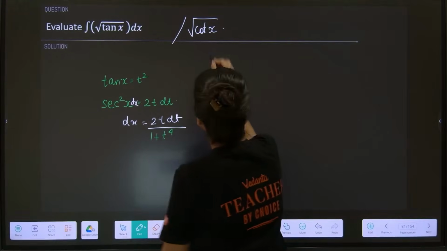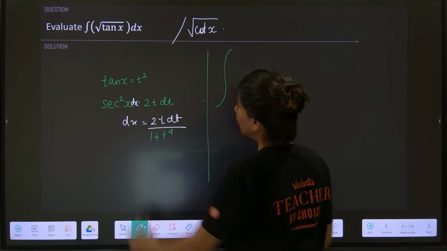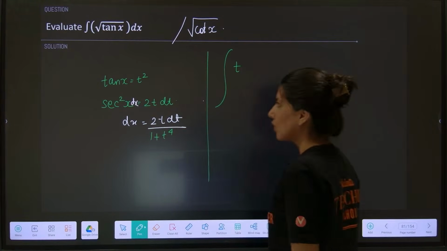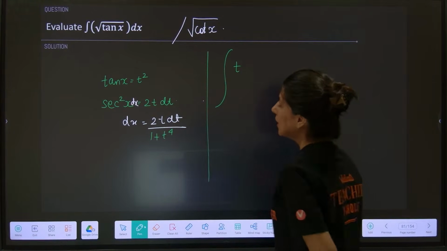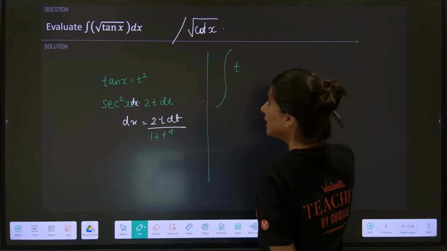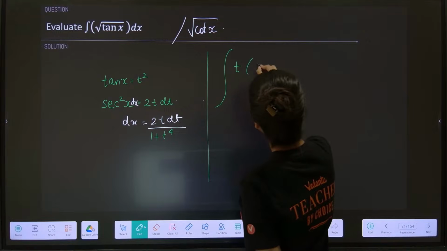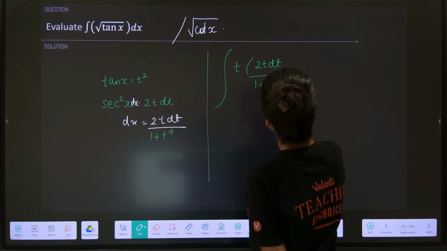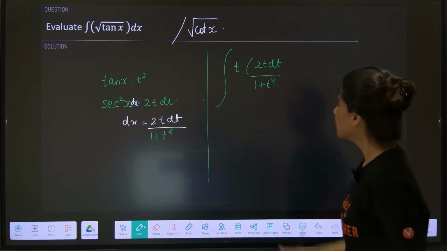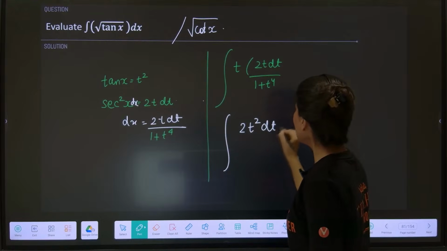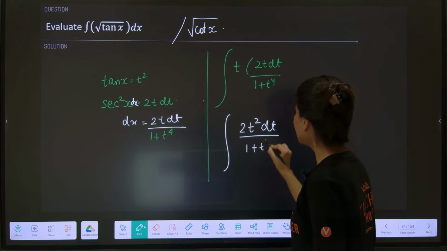So now convert. Integration of root tan x. So root t square is t. Okay, ma'am, clear. Now what? Now your root tan x is t. Now your dx will be what? 2t dt upon 1 plus t power 4. So ma'am, what did you get? 2t square dt upon 1 plus t power 4.